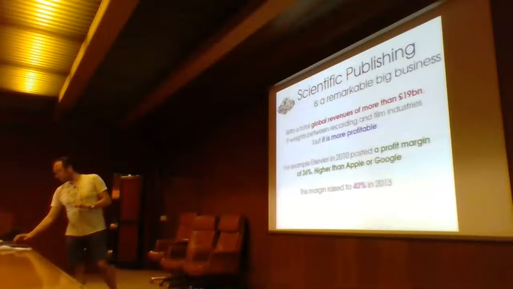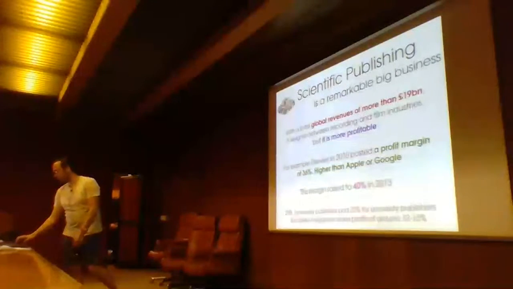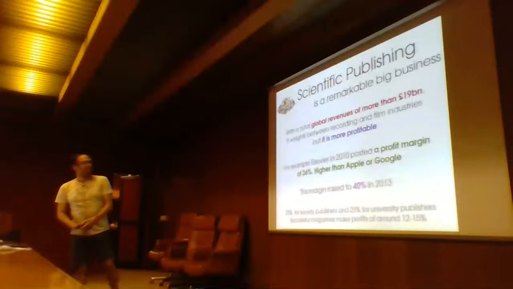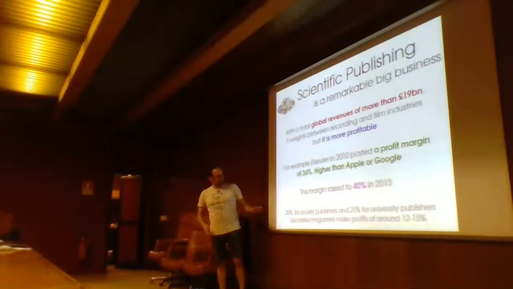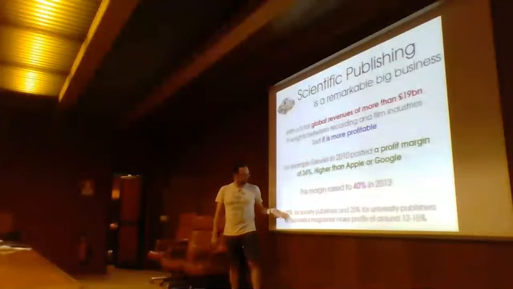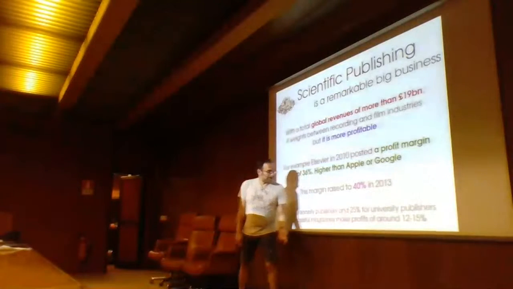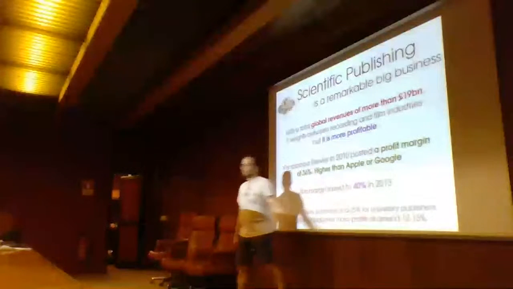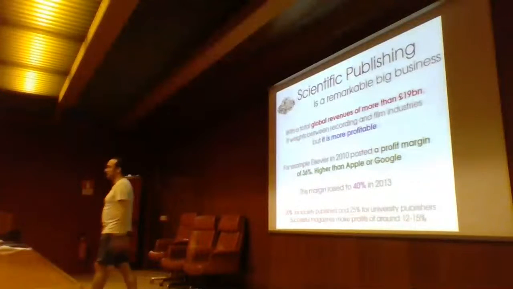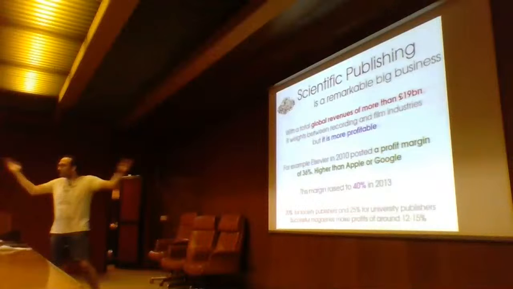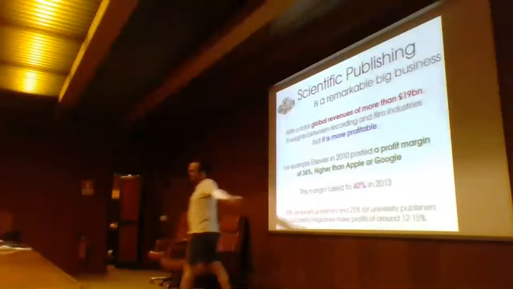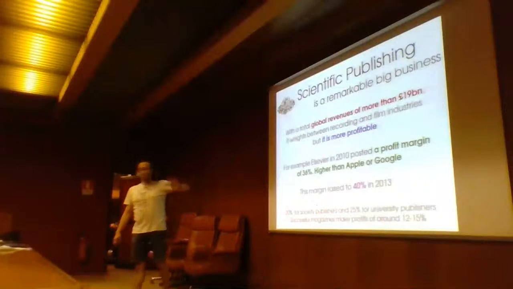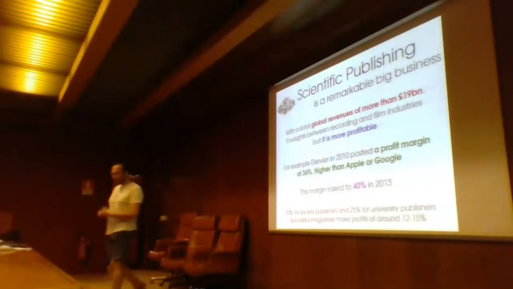And this margin rose to 40% in 2013. To make a comparison, journals published by scientific societies like the ACS have a profit margin of 20%. University publishers are at 25%, and normal magazines that you can buy, The Economist, Donna Moderna, whatever you want to buy, have a margin of 12 to 15%. So publishing scientific stuff is great, it's much better.